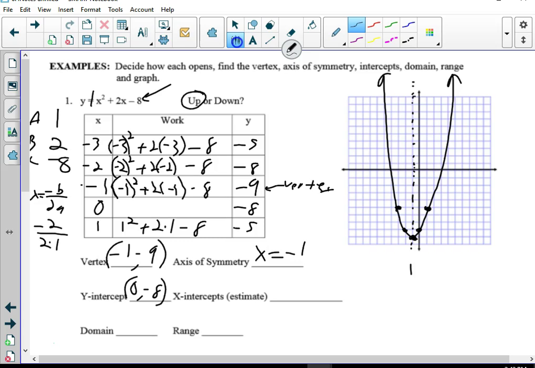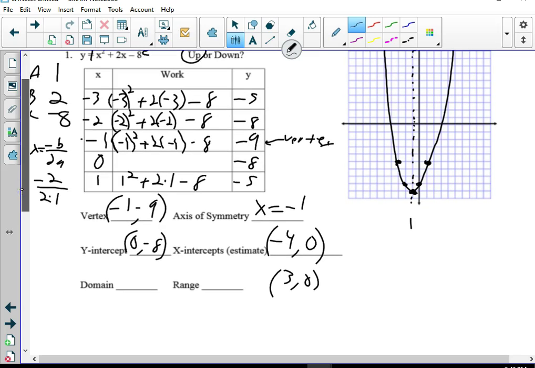Where does it look like approximately? Now, I did this a little bit wide, but where are approximately the x-intercepts? 1, 2, 3, 4. Maybe -4, 0, and 3, 0. Those are just approximates. I'm just approximating where they are. Now, domain. We already said this. Right, all real numbers. Good. The range. What is the y of the vertex? -9. And it's going which way? Up or down? So y is greater than or equal to -9.